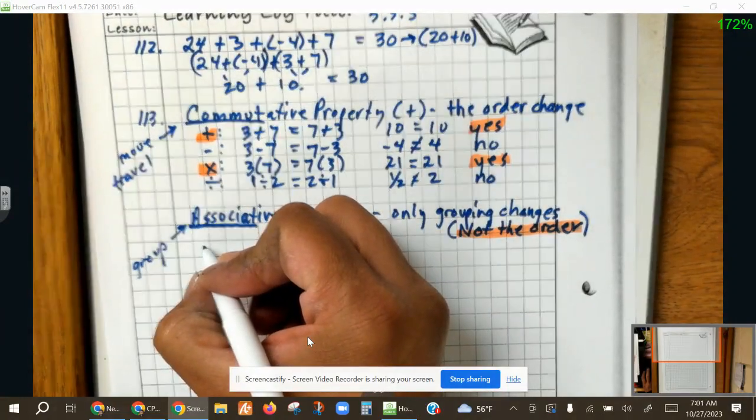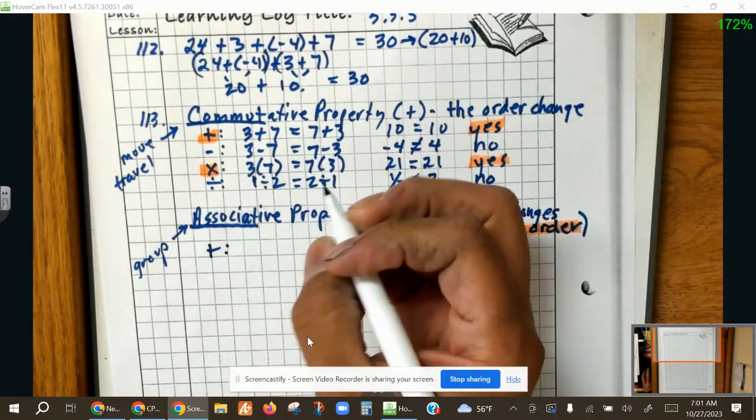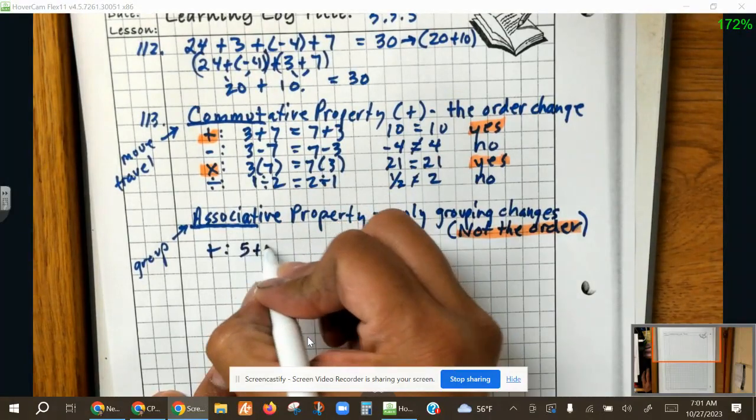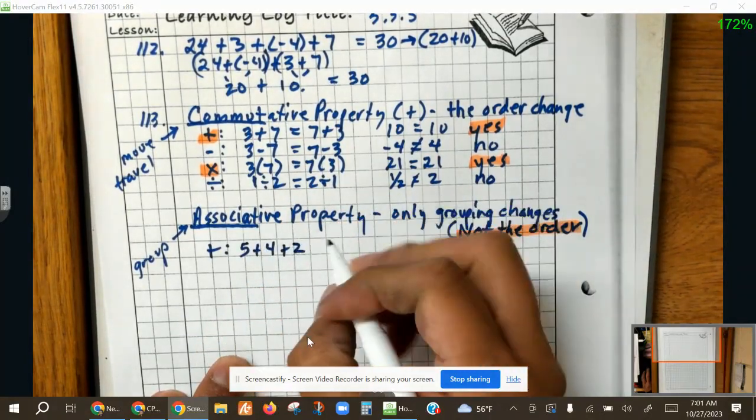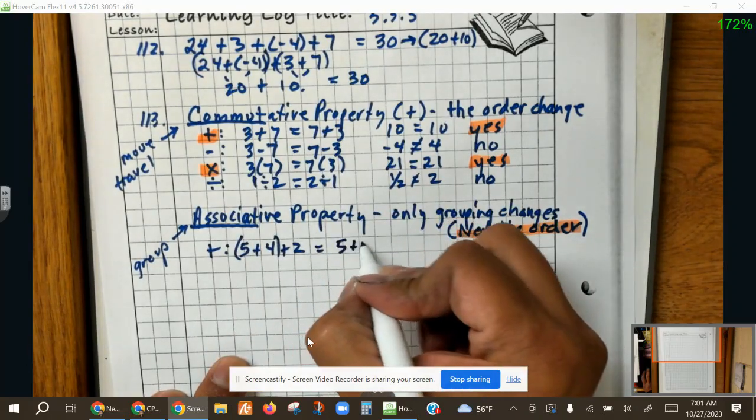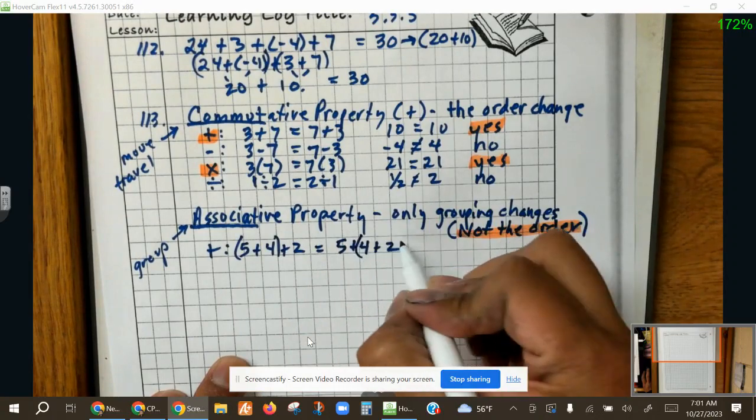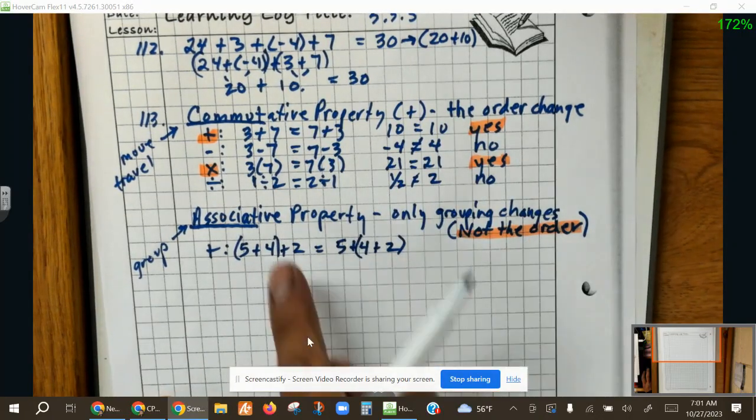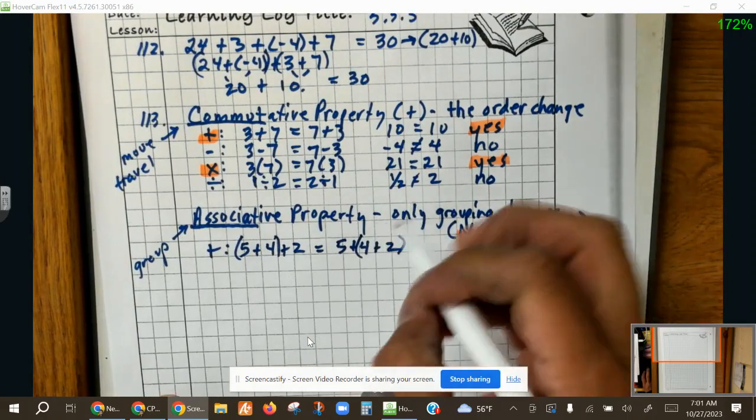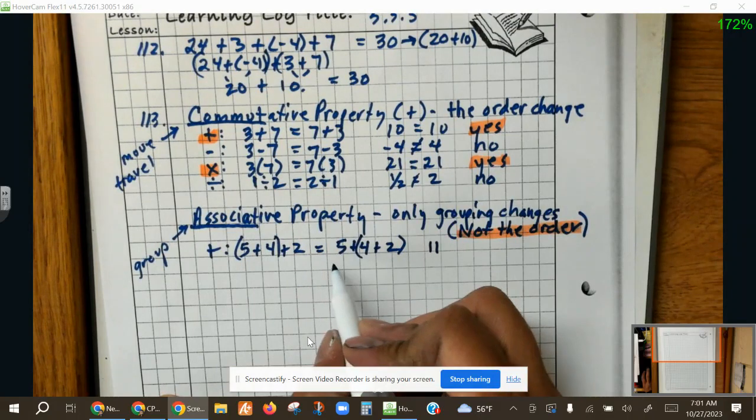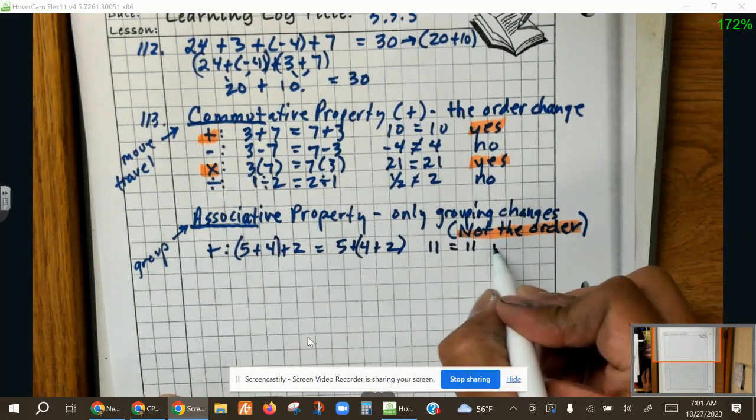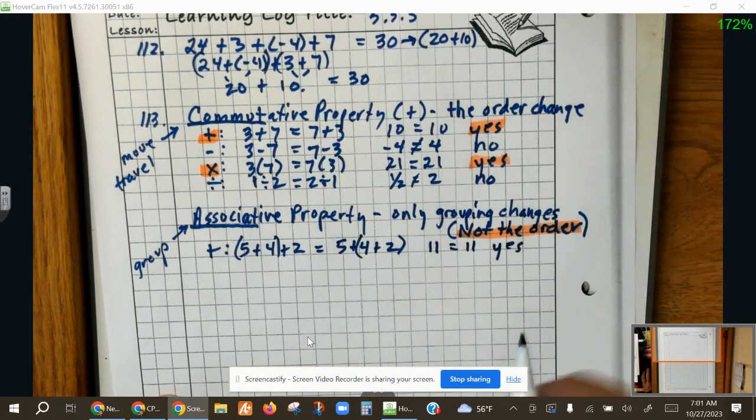Let's look at is addition apply to the associative property? Does associative property apply to addition? 5 plus 4 plus 2. When I group the 5 and the 4, is that equal to 5 plus 4 plus 2 when I group the 4 and the 2? So remember, the grouping symbol means I'm going to do that first. So 5 plus 4 is 9, plus 2 is 11, and 4 plus 2 is 6, 5 plus 6 is 11. Okay, so yes, that is associative.